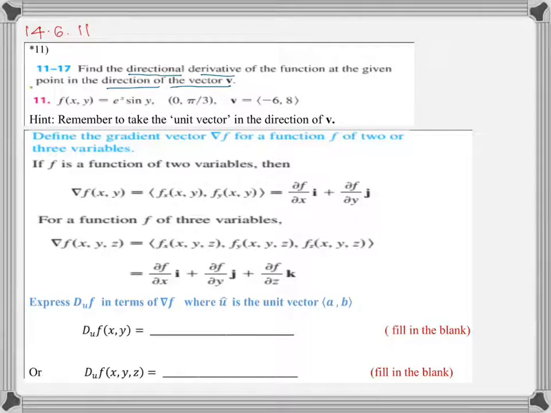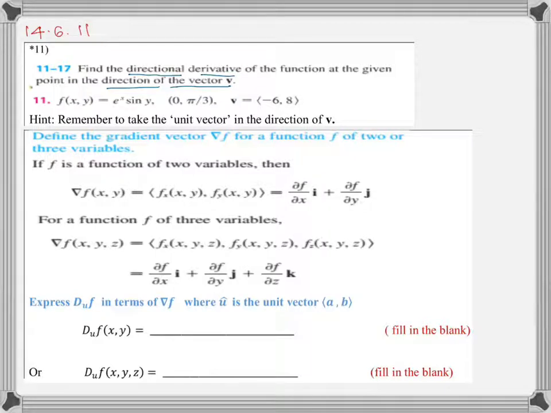So del f, or nabla f, or gradient f at (x, y, z) is (fx, fy, fz) in the component form, where fx, fy, fz are partial derivatives of f with respect to x, y, and z respectively, which can be written as partial derivative of f with respect to x times i, plus partial derivative of f with respect to y times j, plus partial derivative of f with respect to z times k. This is about the gradient vector.